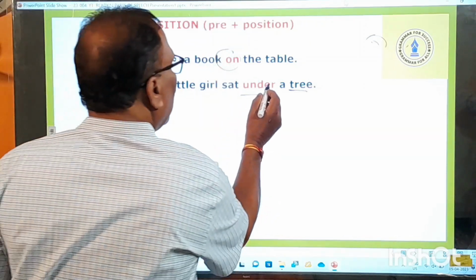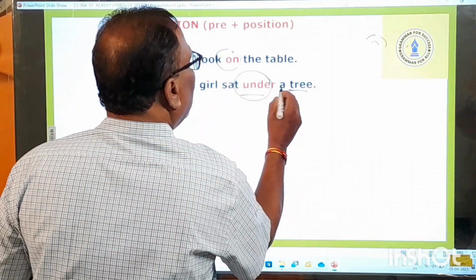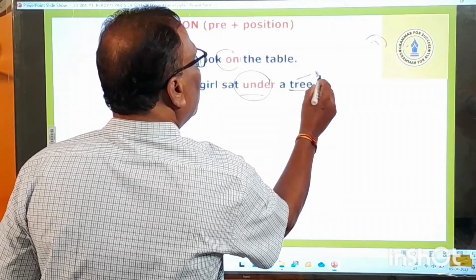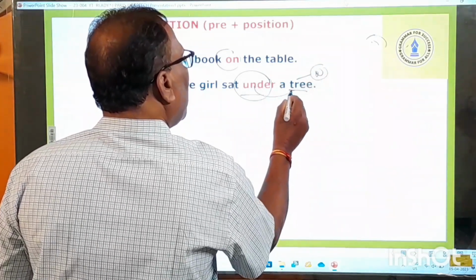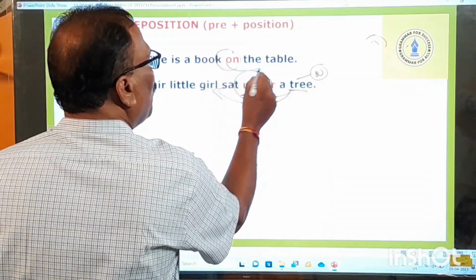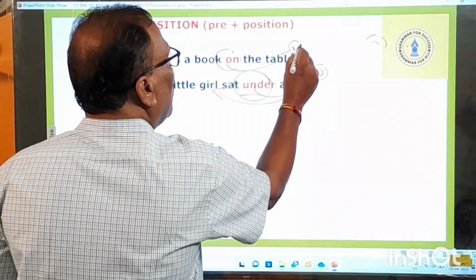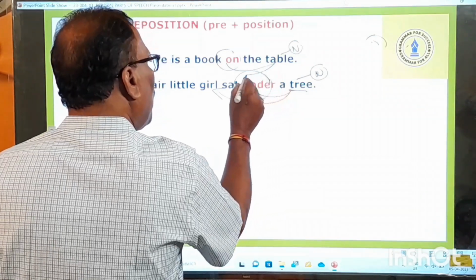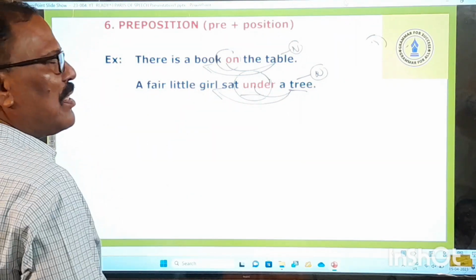So here, what is this word doing? It is used before this tree, that is a noun, and what is that? It is joining it to the rest of the sentence. On is also put before this table, that's a noun, and what is it doing? It is joining it to the rest of the sentence.